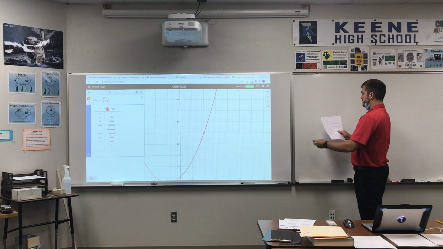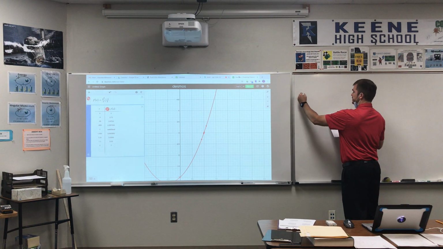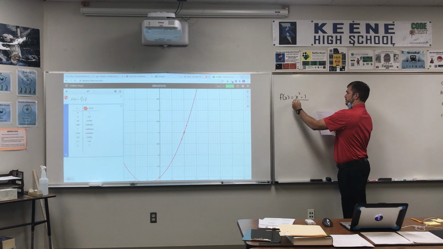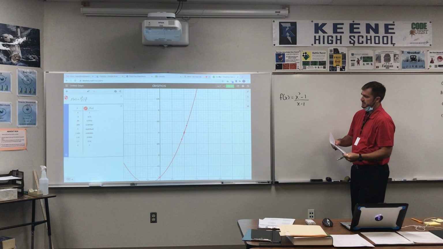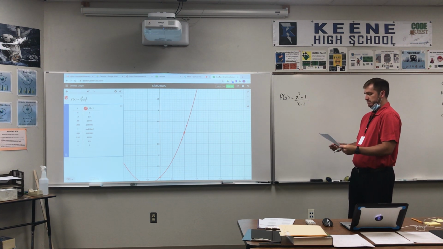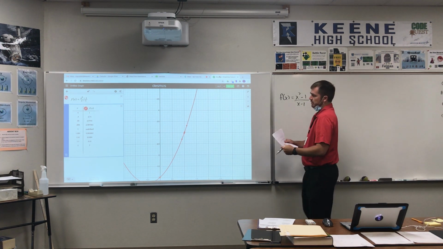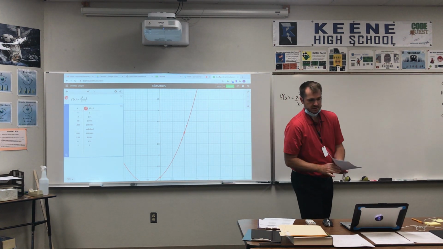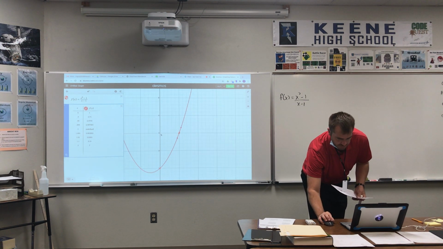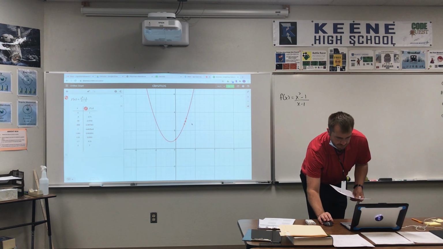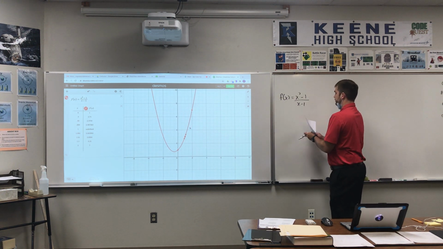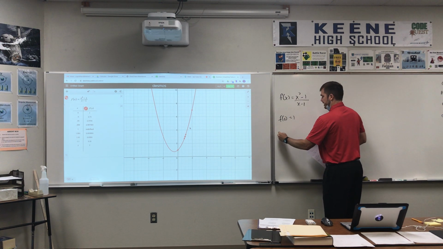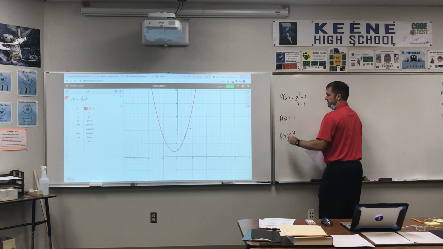If you look at your notes, that particular function that we had, you don't need to write this down. This is just kind of getting your brain warmed up here. That was f of x equals x cubed minus 1 over x minus 1. We found the function value at several other points. For instance, f of 0 was 1. F of 2 was 7.